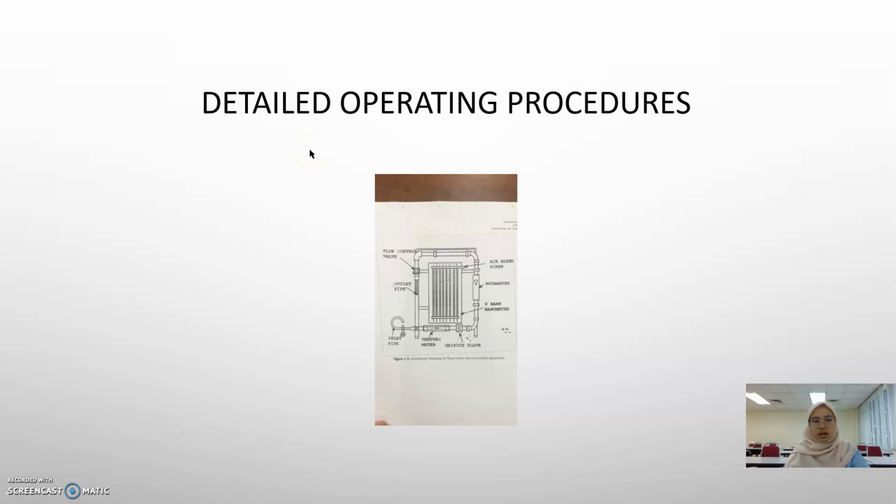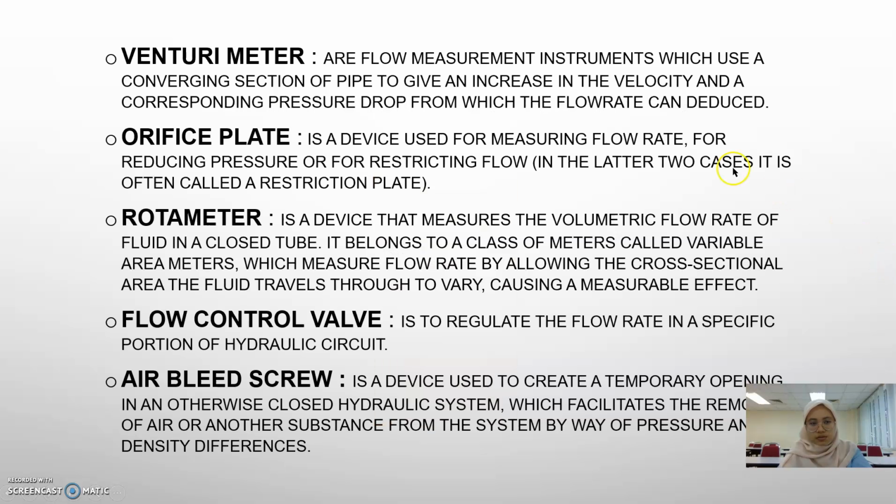Next, we have the detailed operating procedure. This is the figure of the flow rate apparatus. We have flow control valve, outlet pipe, inlet pipe, venturi meter, orifice split, bank manometer, rotameter, air bleed screw. Now let's look at the function of each object.